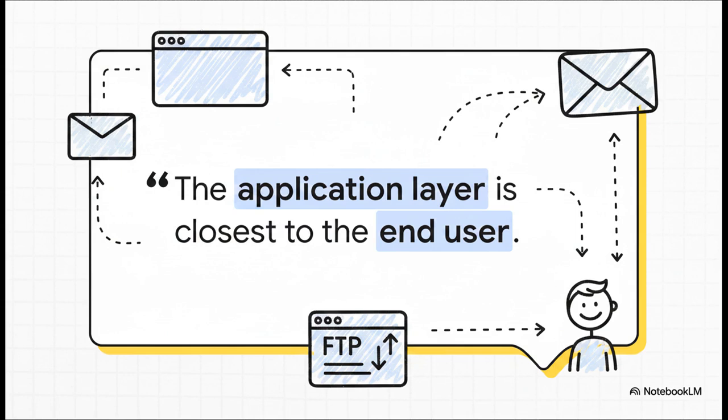The application layer is closest to the end user. When you open up your web browser, or use FTP, or check your email, you are interacting directly with application layer protocols. This layer is the literal interface between your software and the underlying network.